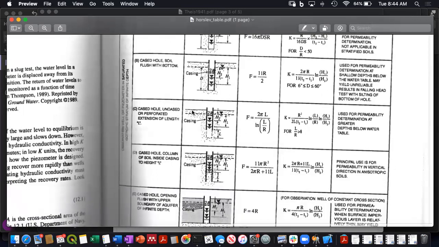And then the third one is a cased hole with uncased or perforated extension of length L. All right, that's basically what we had. We had casing down to some depth, and then after that, we have this extension L, which is screened in our case. So in that case, F is given here as 2 pi L over ln L over R. And R is the radius of the well and L is the length of the screen.